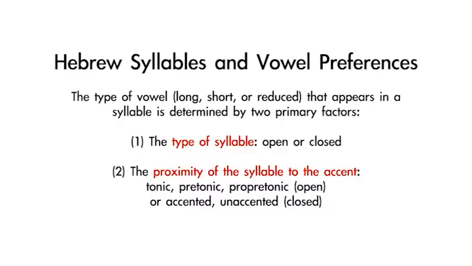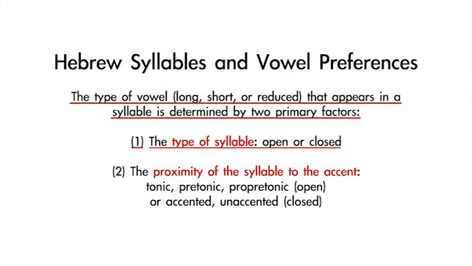Now, the first thing we need to understand as we look together is that the type of vowel that appears in a syllable is determined by only 2 primary factors. The type of syllable, is it an open syllable or a closed syllable? And then the proximity of that syllable to the accent. Is it tonic, pretonic, or propretonic for open syllables? Or is it simply an accented or unaccented syllable for a closed syllable? So that's really the main part of this: there are 2 types of syllables, open and closed, and particular vowels like to appear in particular syllable types. And what that's based on is how close that syllable is to the accent, all right?